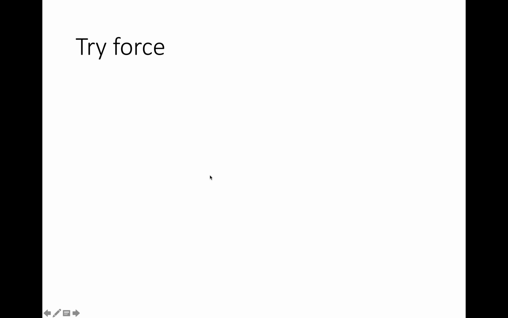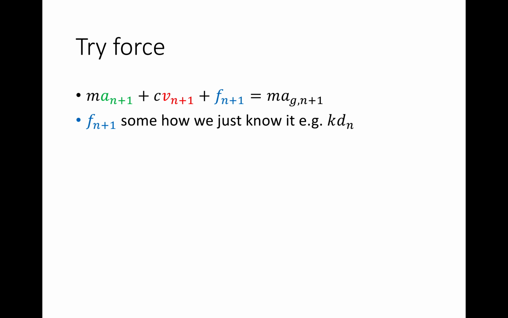Okay, this time let's try another thing differently. Say here, instead of k d n+1, we know somehow the restoring force will be f n+1. We know it somehow, for example, it equals k d n. However, this is for the linear case; for the nonlinear case, we can calculate the force step by step instead of using the constant k d n.